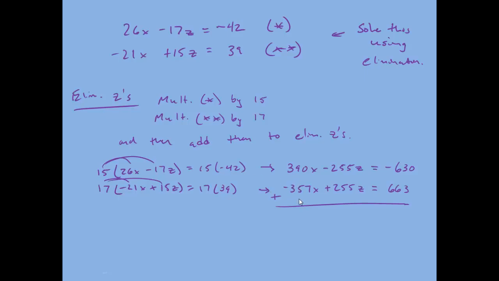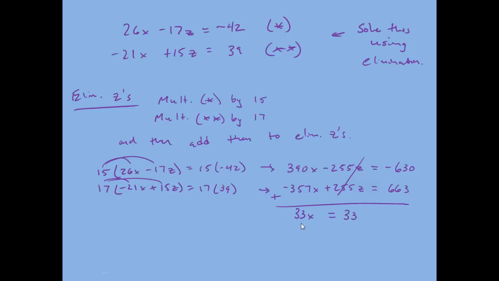So 390x minus 357x. And don't let these large numbers bother you. They're numbers just like any others. You're going to get 33x. And negative 255z plus 255z, those cancel out. And that's going to be equal to negative 630 plus 663, which comes out to a positive 33.